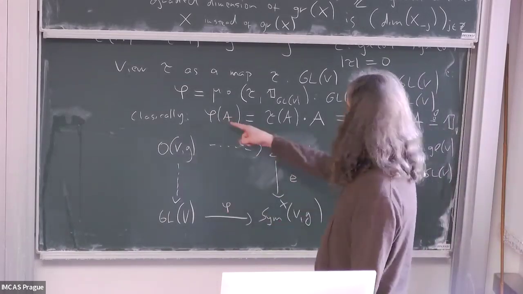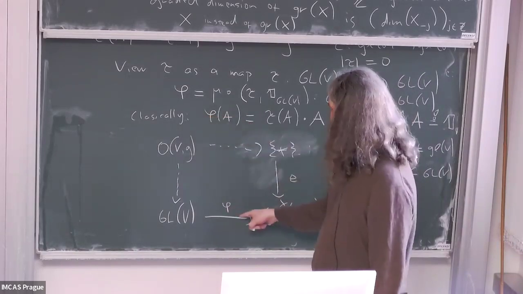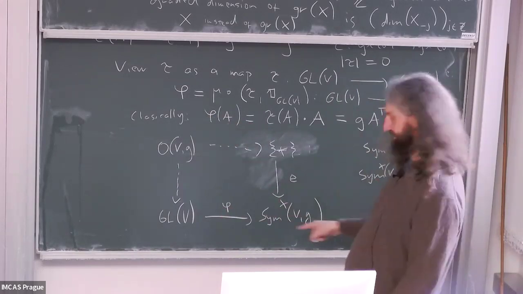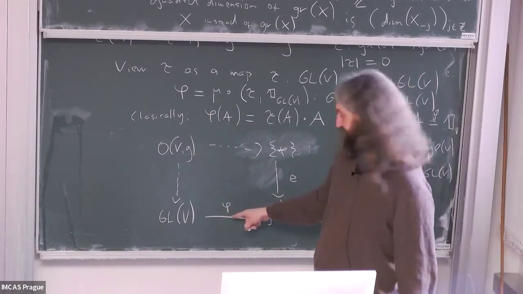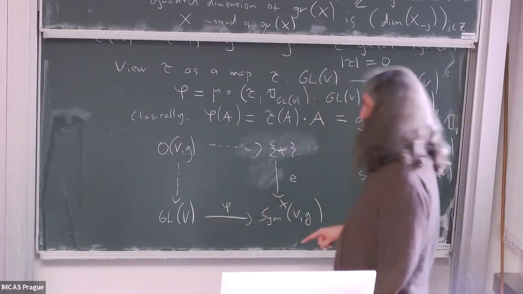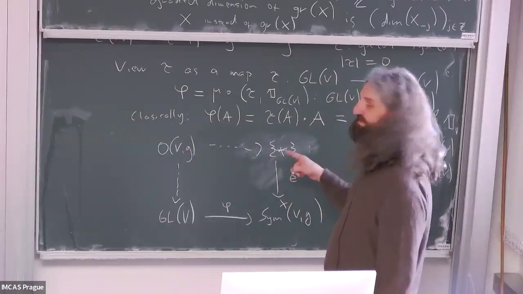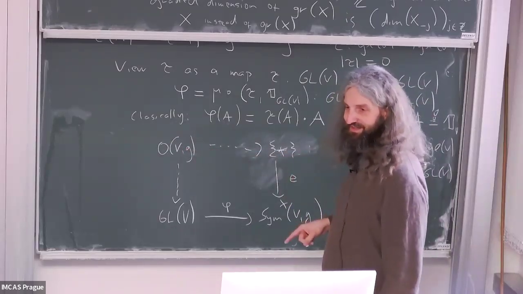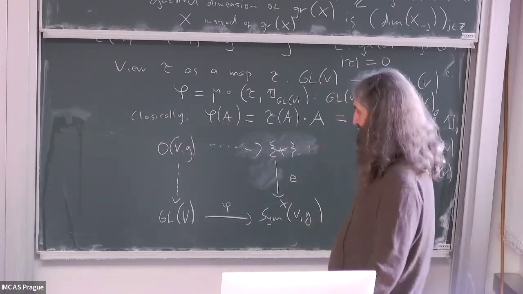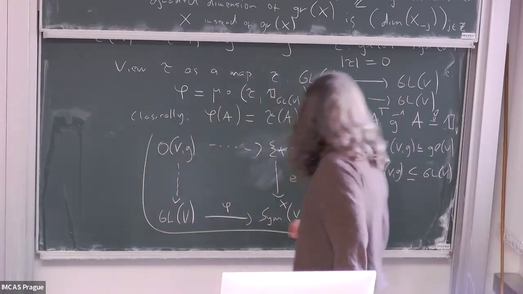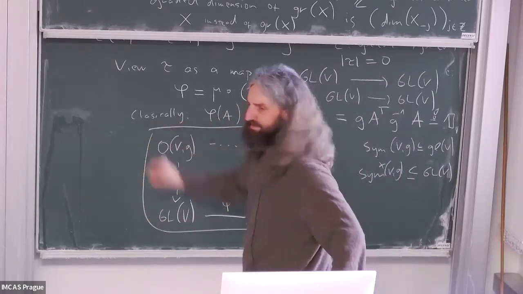And also the same is true for phi. So phi also doesn't end up in GLV, but it ends up in this submanifold. Therefore, you can view it as a graded smooth map. And then you declare your OVG to be defined by this diagram. So you declare this diagram to be a pullback in your category of graded manifolds.